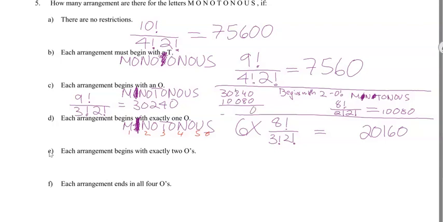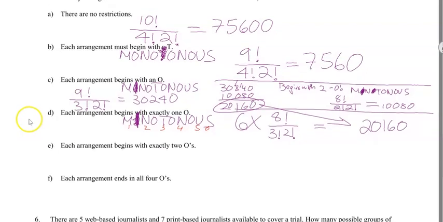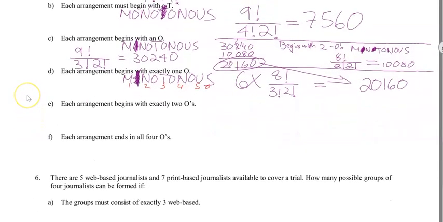So that's 2160. Always ways better, but that's another way to do it, right? Each arrangement begins with exactly 2 O's. Okay? Figure it out. I'll give you some time.